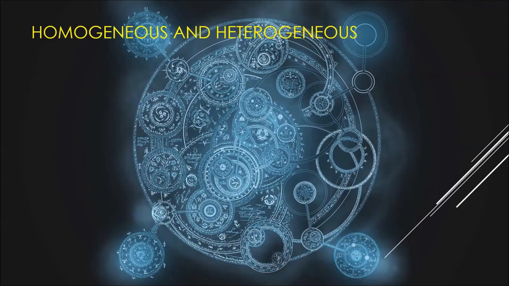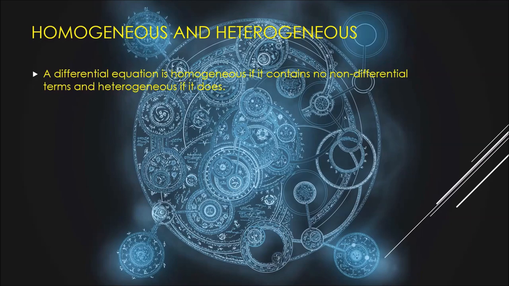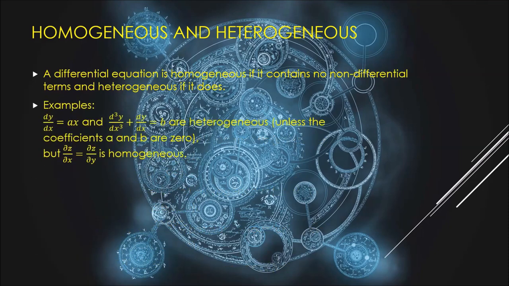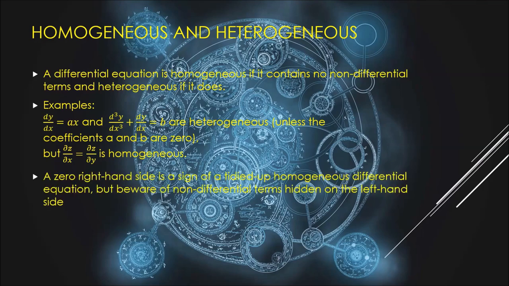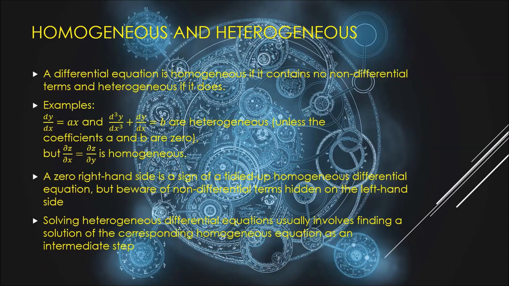Homogeneous and heterogeneous. A differential equation is homogeneous if it contains no non-differential terms and heterogeneous if it does. Examples: dy over dx equals ax, and d cubed y over dx cubed plus dy over dx equals b, are heterogeneous unless the coefficients a and b are zero. But the partial derivative of z with respect to x equals the partial derivative of z with respect to y is homogeneous. A zero right-hand side is a sign of a tidied-up homogeneous differential equation. But beware of non-differential terms hidden on the left-hand side. Solving heterogeneous differential equations usually involves finding a solution of the corresponding homogeneous equation as an intermediate step.